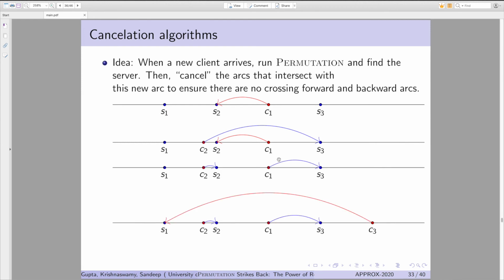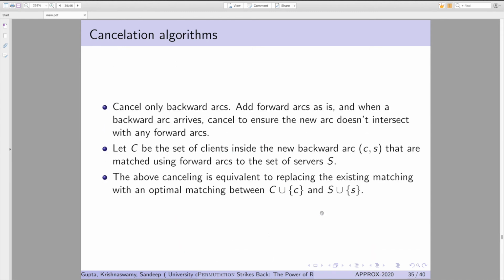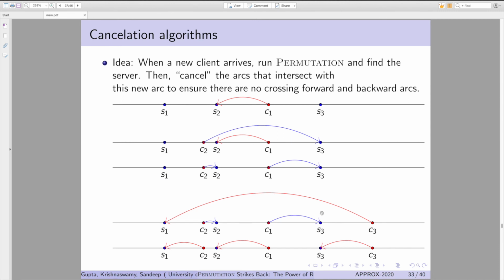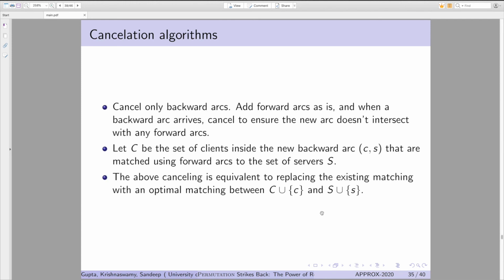However, if the situation is like this and then C3 arrows, we cancel these two. So we cancel the backward arcs. So now we go into the details of the cancellation. I just explained that we need to cancel multiple arcs recursively or something like that. But there are some tricky parts involved in that. So how do we cancel if there are multiple arcs?